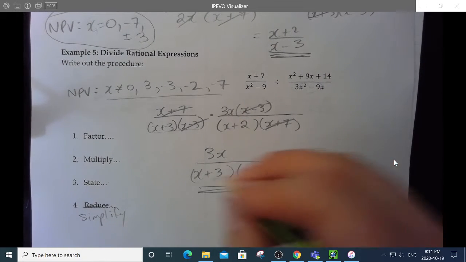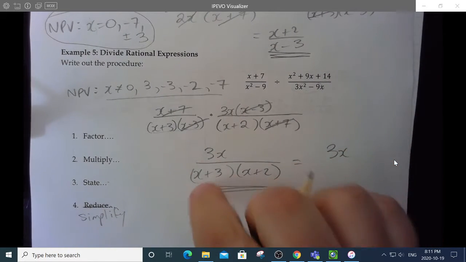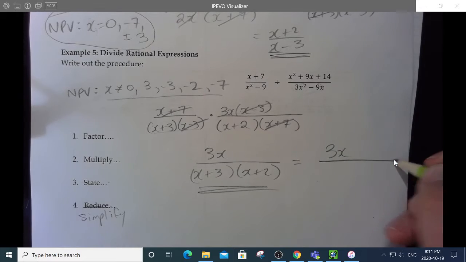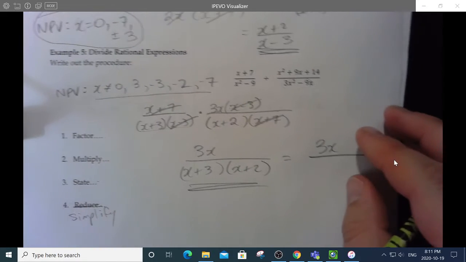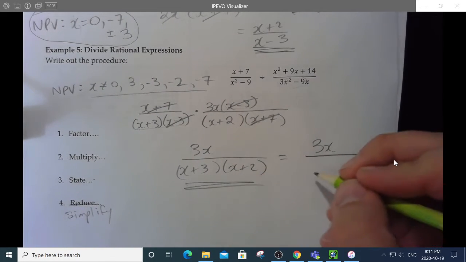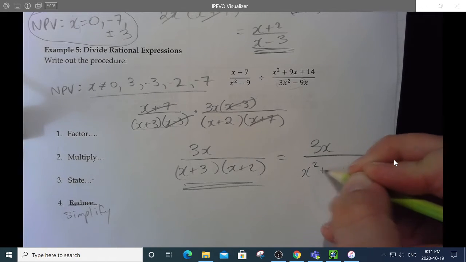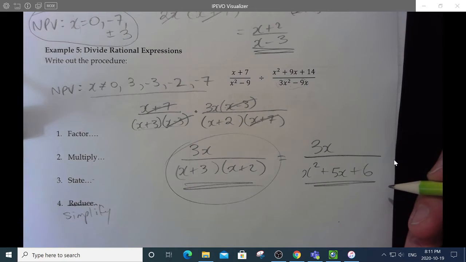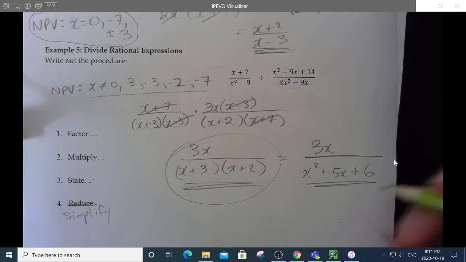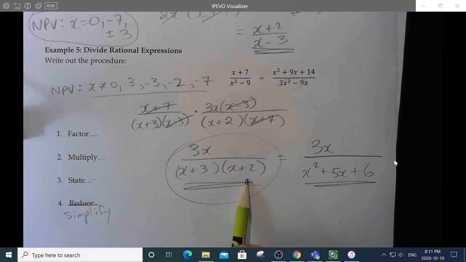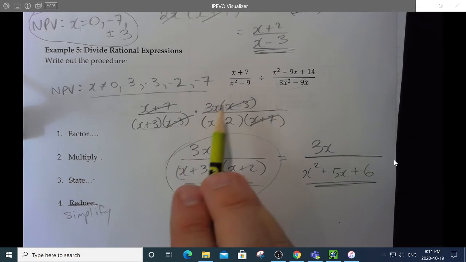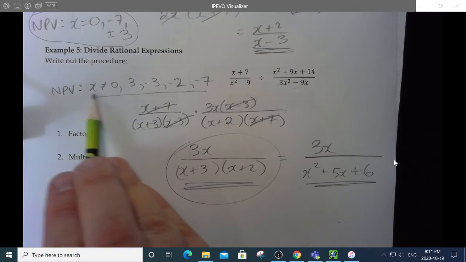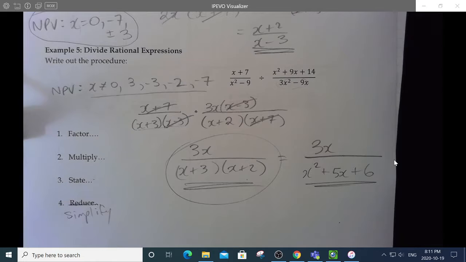A textbook might multiply the bottom out. I'll tell you, if it was 3 different factors, I would not bother to multiply it out. I mean, why get an x cubed? But if you did want to FOIL that out, it's just x squared plus 5x plus 6. But I actually like this answer better. Okay, so do you see why, even though it only has 2 factors down here, you had to worry about all of the factors on this level and this level? So you had 5 non-permissible values. That's an important idea. Make sure it makes sense to you.